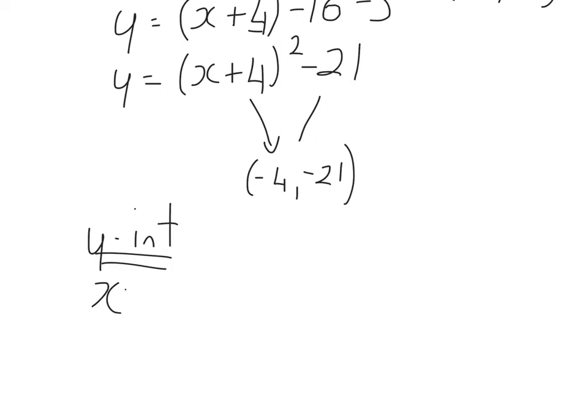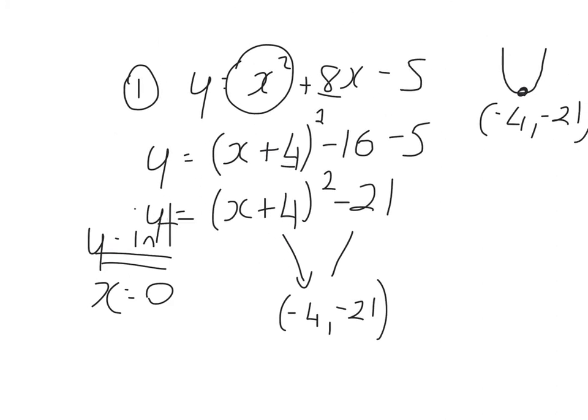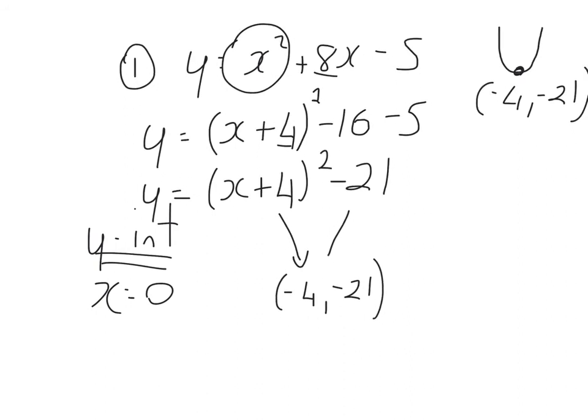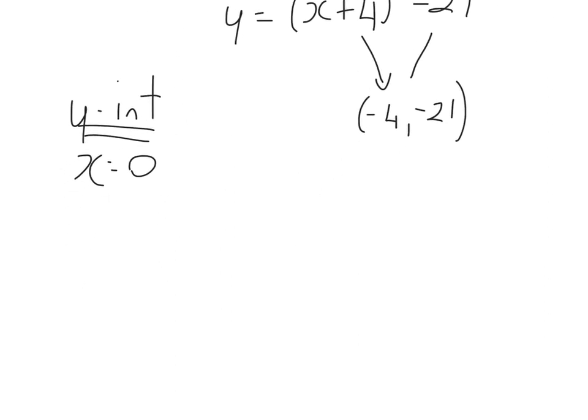x equals 0. So, go back to the equation. It can be the factorised version or the non-factorised version and sub in x equals 0. So if I was to throw x equals 0 into here, it would be 0 squared plus 8 lots of 0 minus 5, which is minus 5. In here it would be 0 plus 4, 4 squared is 16, 16 take away 21, still minus 5.